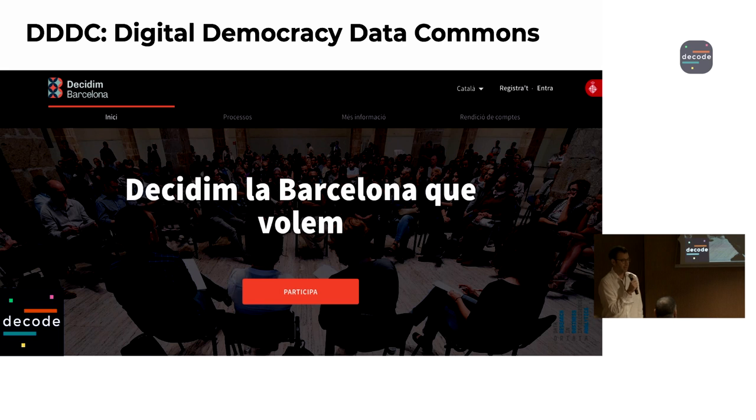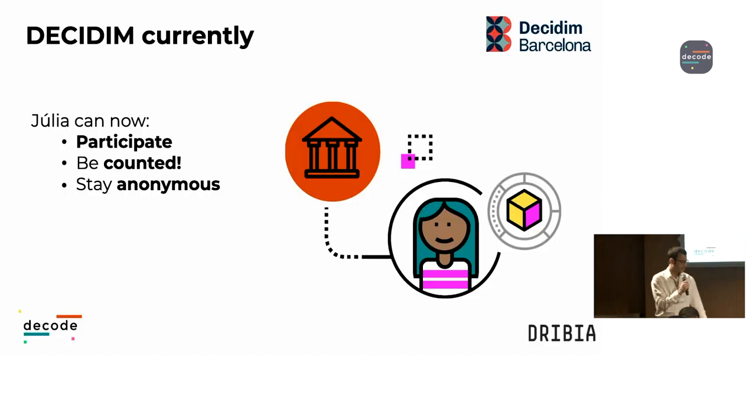So DECIDIM is a participatory digital platform where people can create petitions. Okay, if there is some decision in the city that really matters to you, you can create a petition and ask citizens to have a debate and finally sign it. Nowadays all this process is controlled by only one actor, that is the DECIDIM platform. So it's the same actor that creates petitions, verifies who can sign the petitions, and counts the results of the petition. Okay. So imagine we have a citizen that is called Julia, for example.